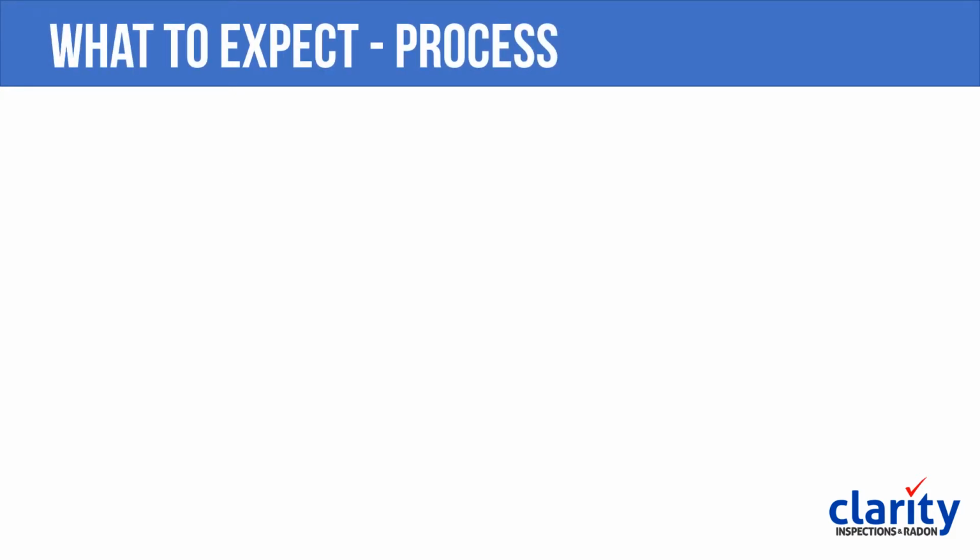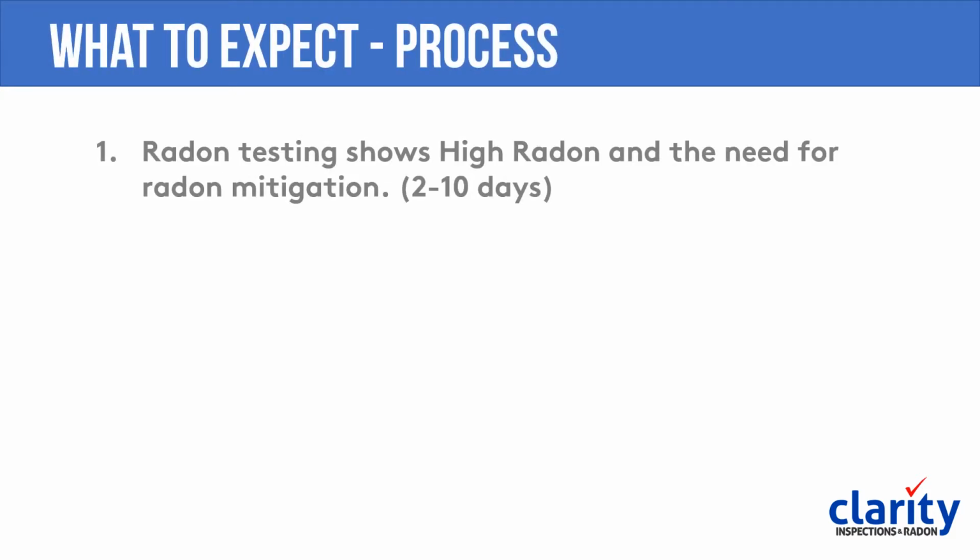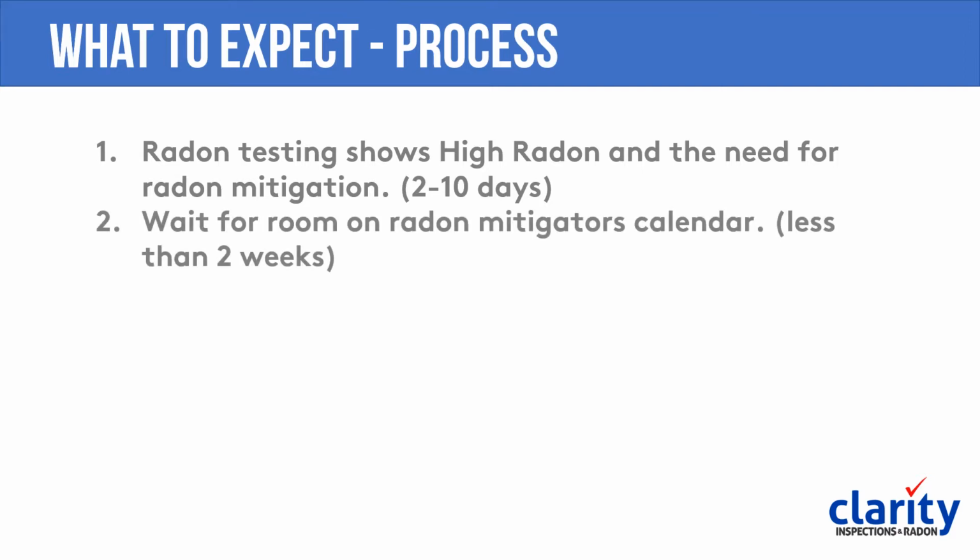And so how does it work? What's the process? Well, first you're going to have some kind of radon testing that shows you have high radon and the need for radon mitigation. Some of you watching this video will already have had that done. That could take 2 to 10 days depending on how you do it. Then once you've figured out you have high radon, you need to get mitigation.